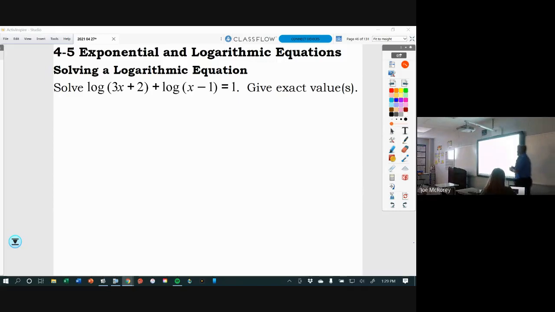Okay, this problem says give exact answer. So giving exact answers means we leave logarithms or whatever happens to happen. We leave it alone. Exponentials, we leave it alone. What would y'all like to do with this problem? Combine. How and why? Because you're adding the logs.